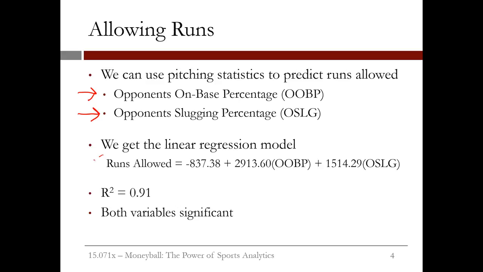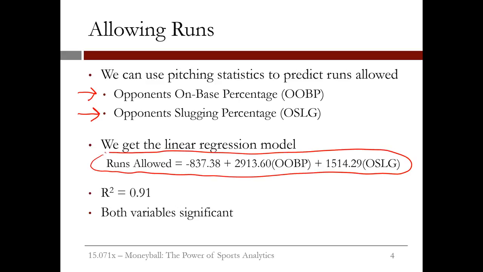Using our dataset in R, we can build a linear regression model to predict runs allowed using opponents' on-base percentage and opponents' slugging percentage. This is again a very strong model with an R-squared value of 0.91, and both variables are significant. In the next video, we'll show how we can apply these models to predict whether or not a team will make the playoffs.